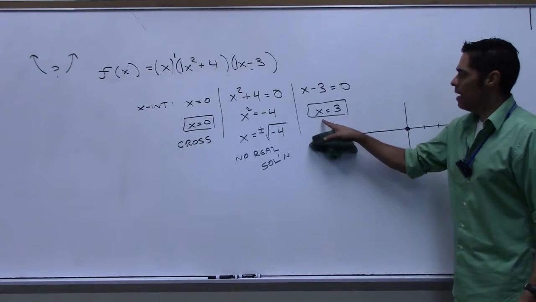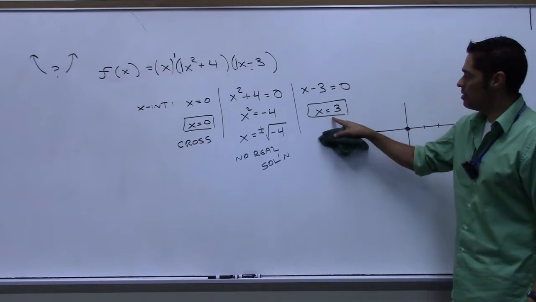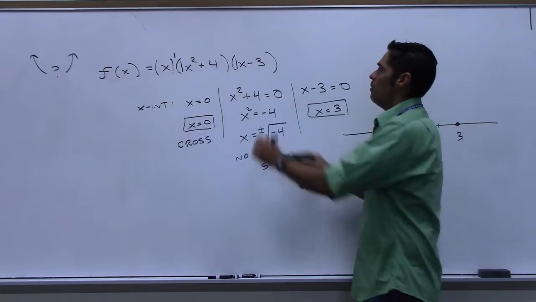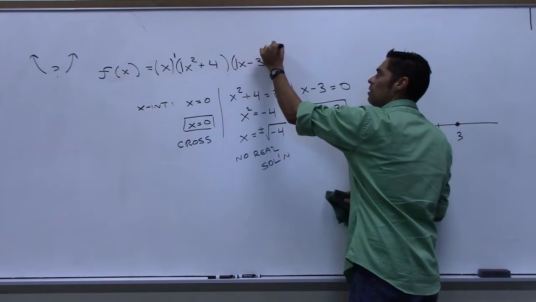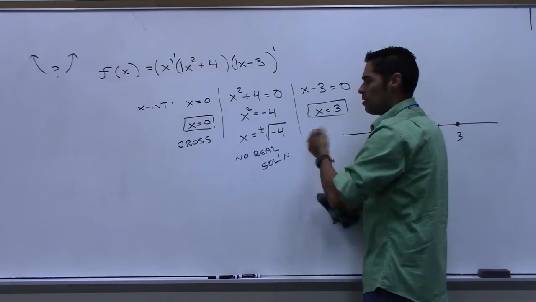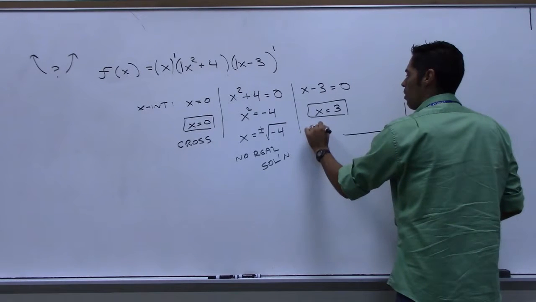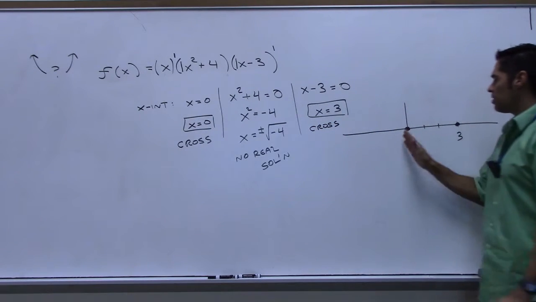And then at 3, this x-intercept came from this factor. And what is the power on this factor? 1, right? If there's not a number there, it's a 1. So again, that's odd, and so I'll cross. So I know I crossed through at both of these.